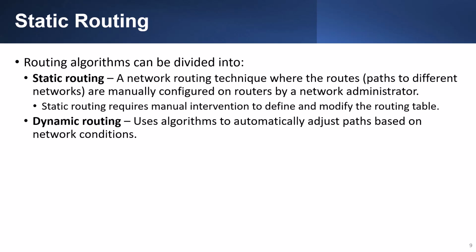Routing algorithms can be divided into static routing, which is a network routing technique where the routes or paths to different networks are manually configured on routers by a network administrator. Static routing requires manual intervention to define and modify the routing table. Dynamic routing uses algorithms to automatically adjust paths based on network conditions.